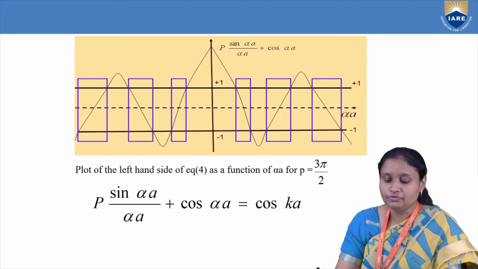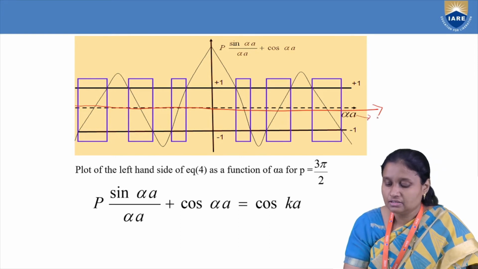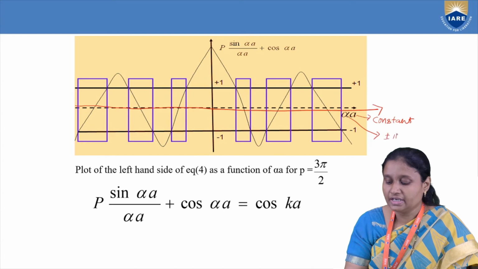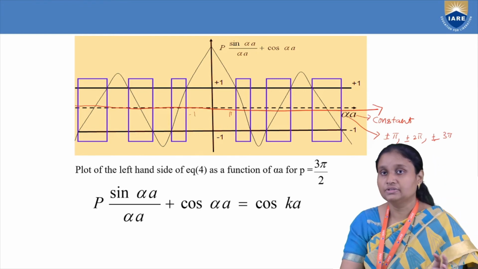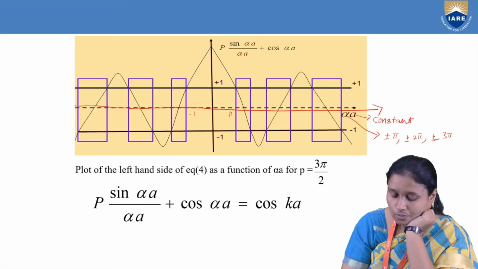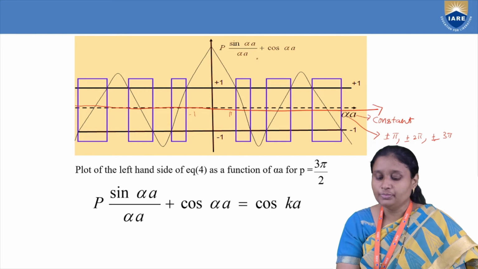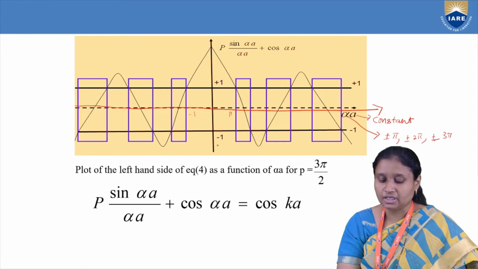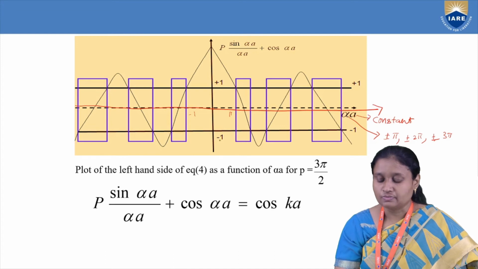Now how did we get this figure? If you see here, this is our x-axis. On the x-axis I am taking alpha A. A is constant and my alpha is variable, so it will be plus or minus pi, plus or minus 2 pi, plus or minus 3 pi. So here I'll have different values of alpha: this is for pi, 2 pi and 3 pi, and this is minus pi, minus 2 pi and minus 3 pi. So we'll have positive and negative values. Now, I am limiting my y-axis, the value of P sin alpha A by alpha A plus cos alpha A, between +1 and -1. I'm saying that once I substitute values of alpha, this left-hand side value should be between +1 and -1. Why is it so?